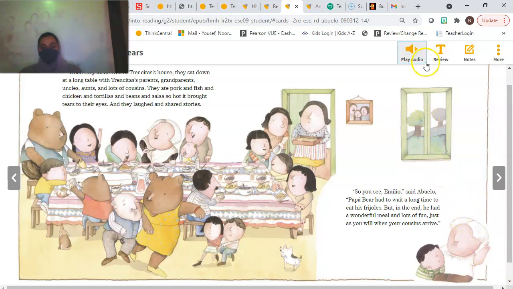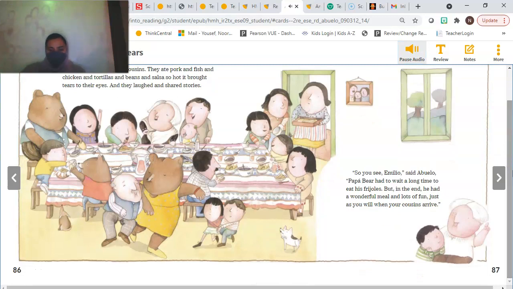Let's see. So you see, Emilio, said Abuelo, Papa Bear had to wait a long time to eat his frijoles. But in the end, he had a wonderful meal and lots of fun, just as you will when your cousins arrive.